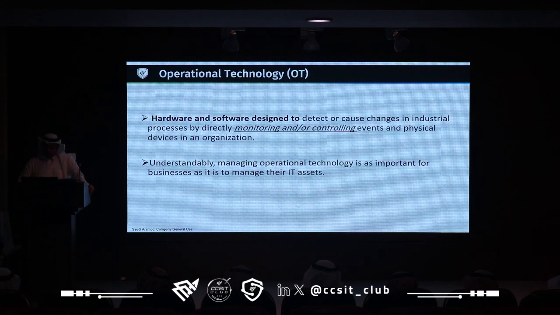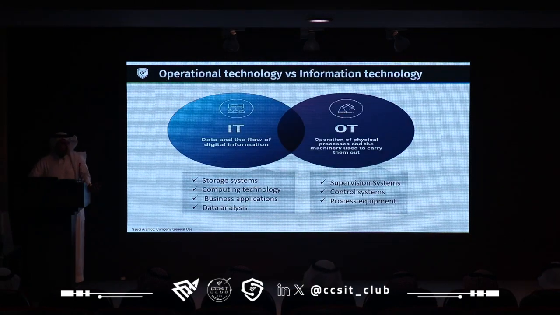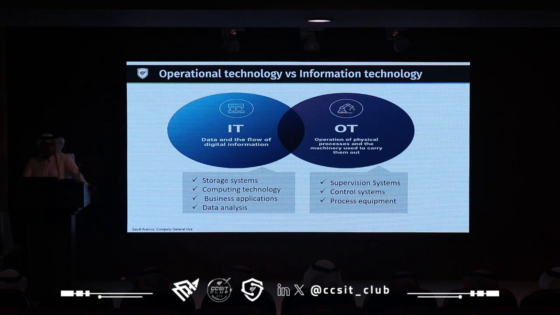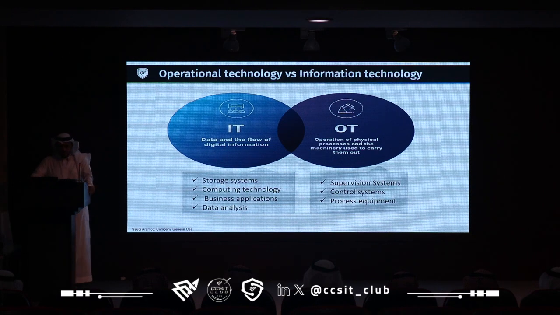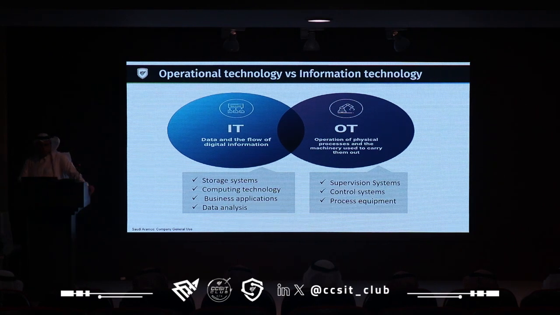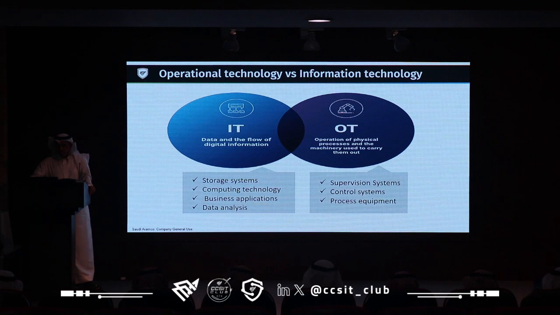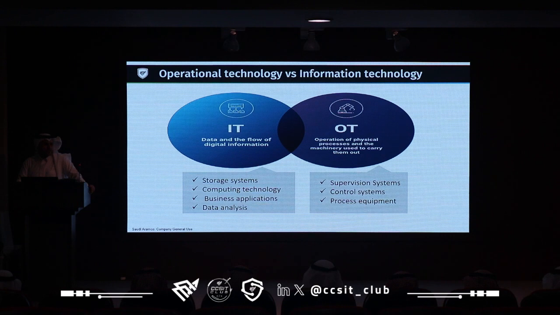information technology. If you look at the differences between information technology and operational technology, you will see IT is dealing with data and the flow of digital information, including storage systems, computing technology, business applications, data analysis. However, operational technology is dealing with the operation of physical processes and machinery used to carry out these functions, including the supervisory and control systems that control the equipment and physical devices in the field that do the function of the industry.